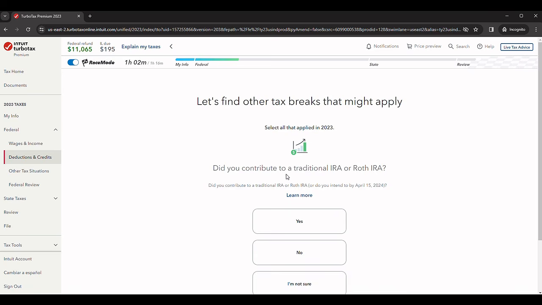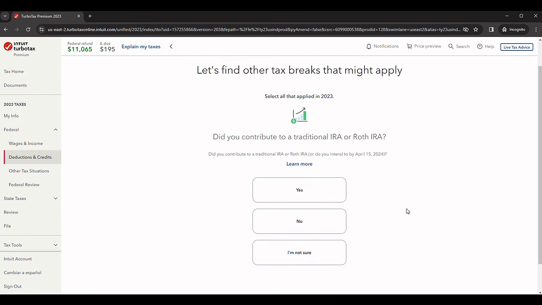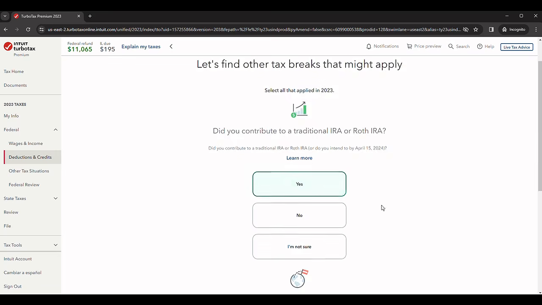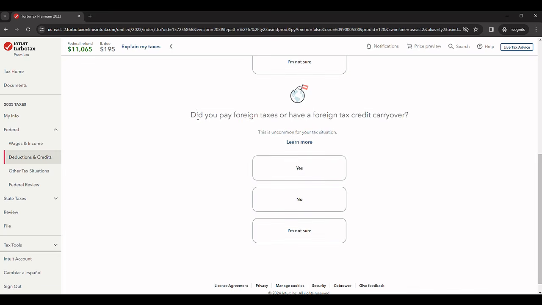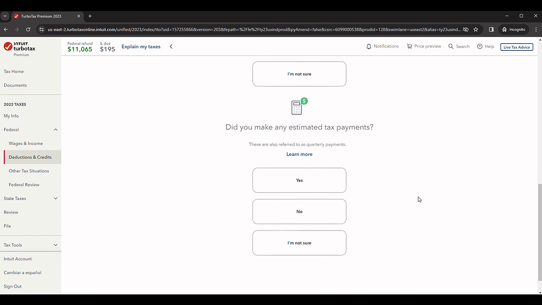Did you contribute to a traditional IRA or Roth IRA? Well, if we contribute to a Roth IRA, you have to report that, but it's not going to help you. But traditional IRA, that may or may not help you. Okay, let's just say, yeah, we did traditional IRA. Foreign taxes, no. Actually, this might help you. Look for your foreign taxes on your dividends, on your 1099B. Make sure you don't overlook that because you might actually save tens of dollars or even a few $100s. So just don't overlook that on your 1099B. But in this situation, we'll write no.